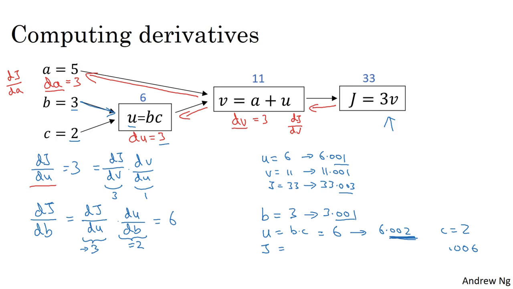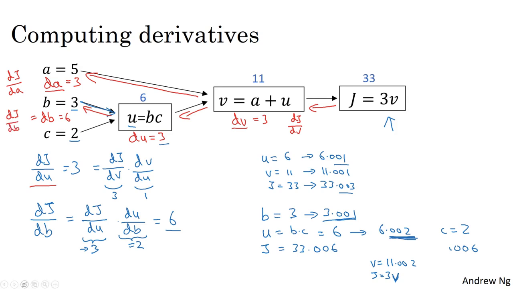And if you check the math in detail, you will find that if b becomes 3.001, then u becomes 6.002, v becomes 11.002, so that's 5 plus u. And then j, which is equal to 3 times v, ends up being 33.006. And so that's how you get that dj/db is equal to 6. And to fill that in, if we go backwards, this is db equal to 6, and db really is the Python variable name for dj/db.